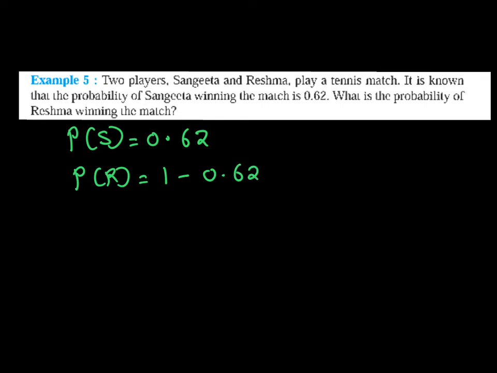2 players, Sangeeta and Reshma, play a tennis match. It is known that the probability of Sangeeta winning the match is 0.62. What is the probability of Reshma winning the match? Very easy problem. Let's represent S for Sangeeta and R for Reshma. So the probability of Sangeeta winning the match is 0.62. The probability of Reshma winning the match will be 1 minus 0.62, and which is 0.38. So the probability of Reshma winning the match is 0.38.